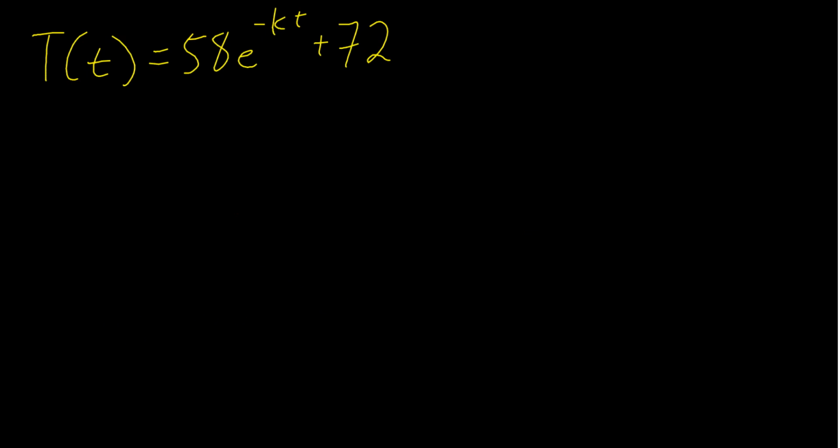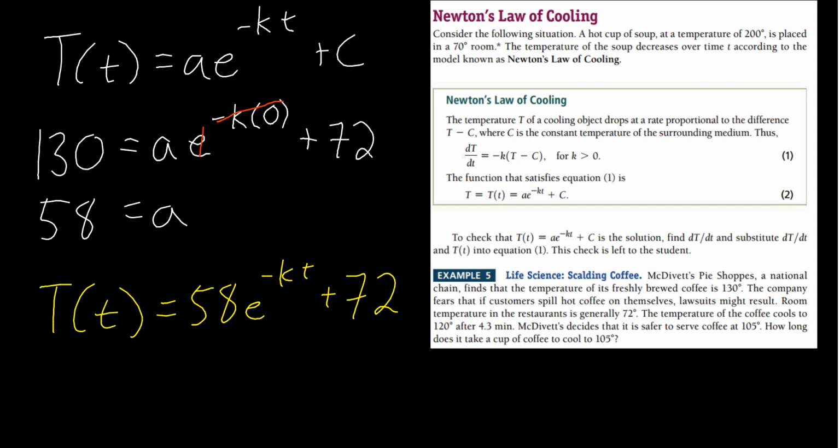Okay. So again, we have three unknowns. 1, 2, 3. Well, lucky for us, on the problem, we are actually given some information here. We use the initial time, t equals 0, to say that the coffee was at 130 degrees. Well, now, where are we at?